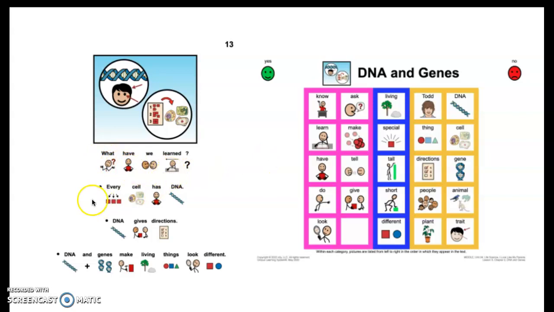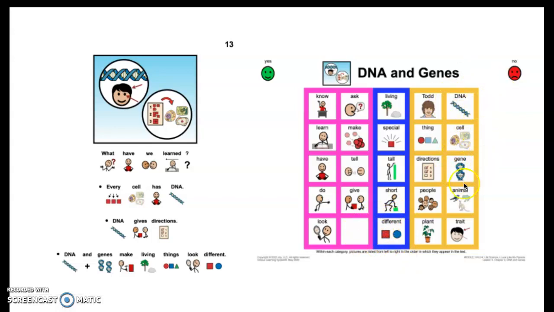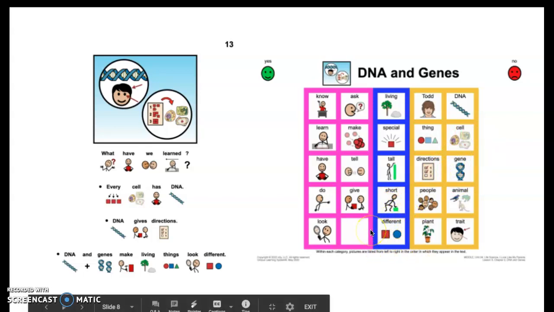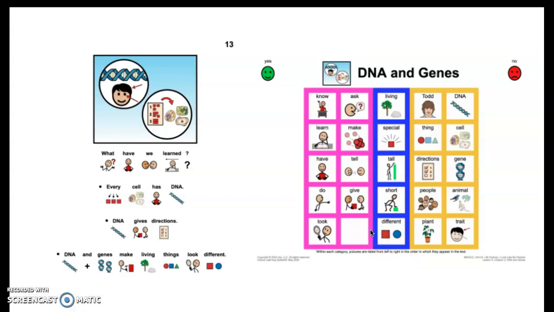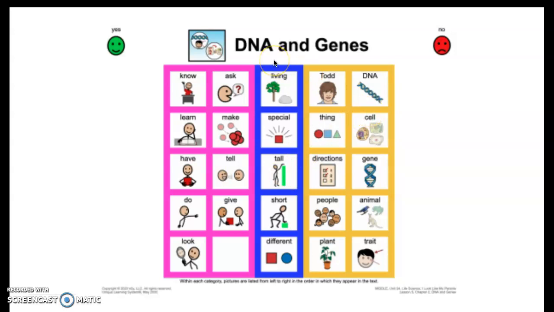What have we learned? Every cell has DNA. DNA gives directions. DNA and genes make living things look different. So all of us look different, and it's because of our DNA and genes. Touch different. Good job.